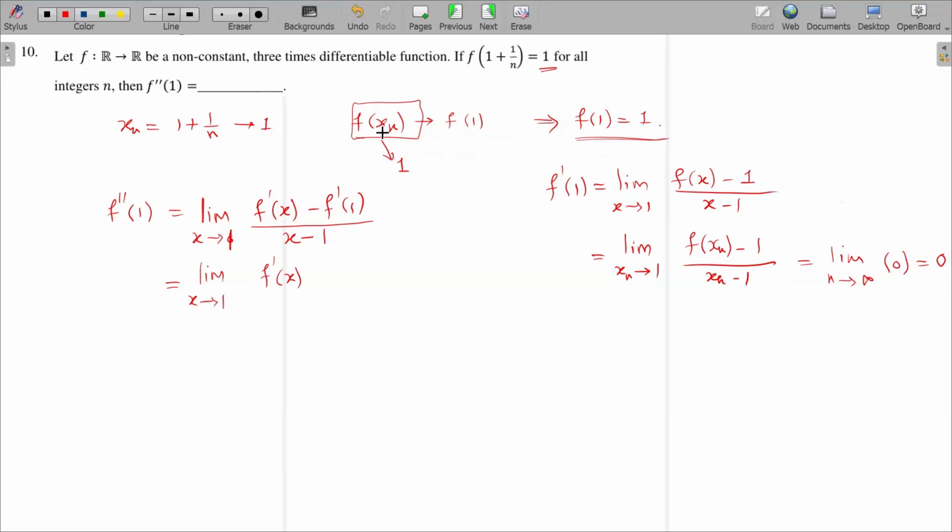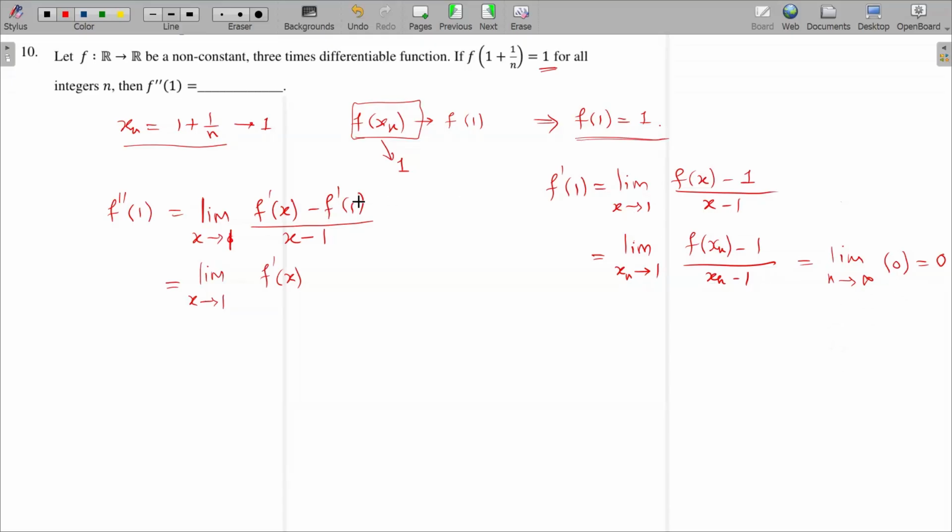I'm choosing my sequence xn as 1 plus 1 by n. Okay, sir. So this becomes 0 directly because it is 1 minus 1 simply. And this is actually a non-zero quantity. Okay, got it. Because the limiting sequence is 0 by xn minus 1, 0 by 0. So it's a zero sequence, ultimately 0. I was thinking it varies as it tends to 1. That's why. Fine. Good.